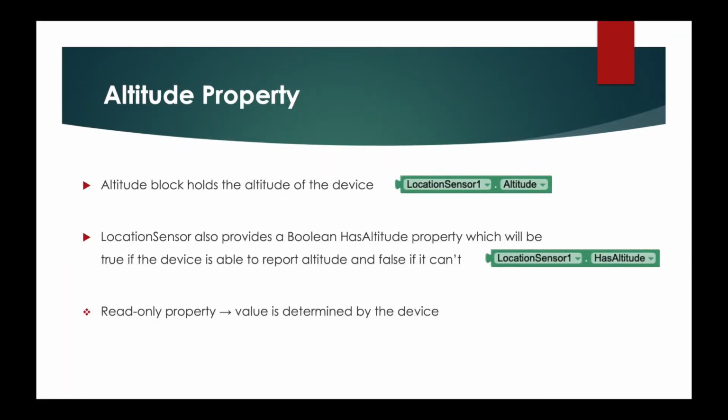Next are the altitude blocks. They hold the altitude of the device. The location sensor provides a Boolean HasAltitude property, so the HasAltitude property will be true if the device is able to report the altitude and false if it can't. This is also a read-only property as its value is determined by the device.